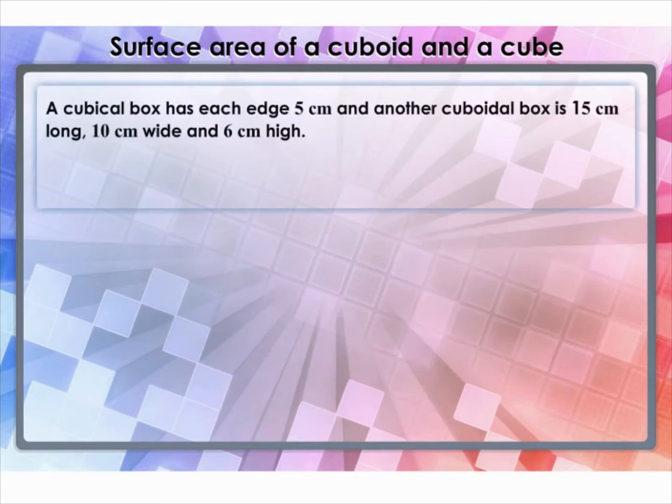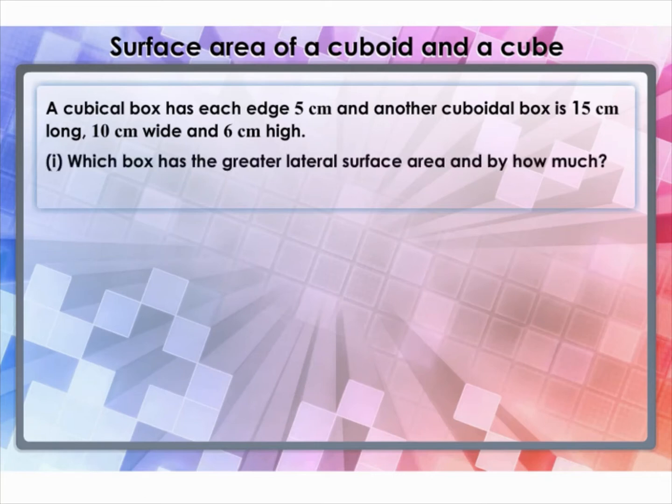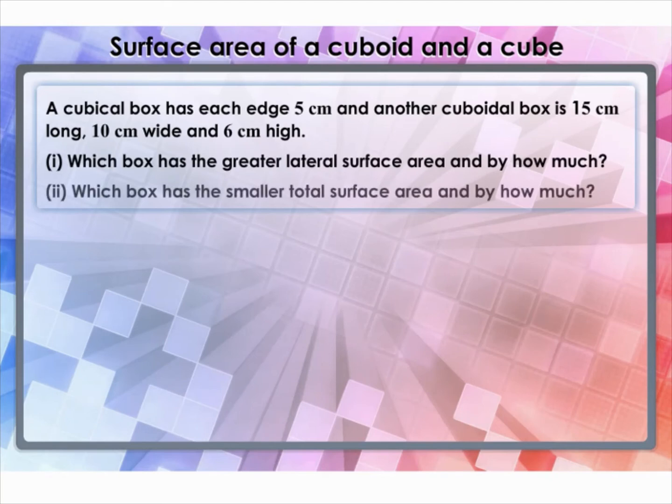Now let us look at this example. A cubical box has edge 5 centimeters and another cuboidal box is 15 centimeters long, 10 centimeters wide, and 6 centimeters high. 1. Which box has greater lateral surface area and by how much? And 2. Which box has the smaller total surface area and by how much?